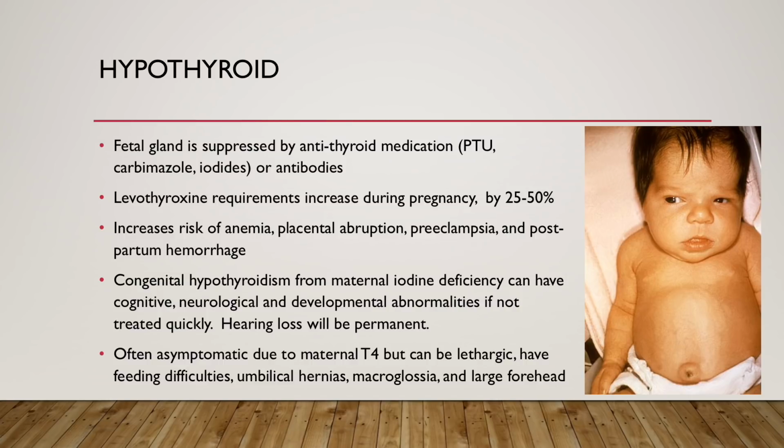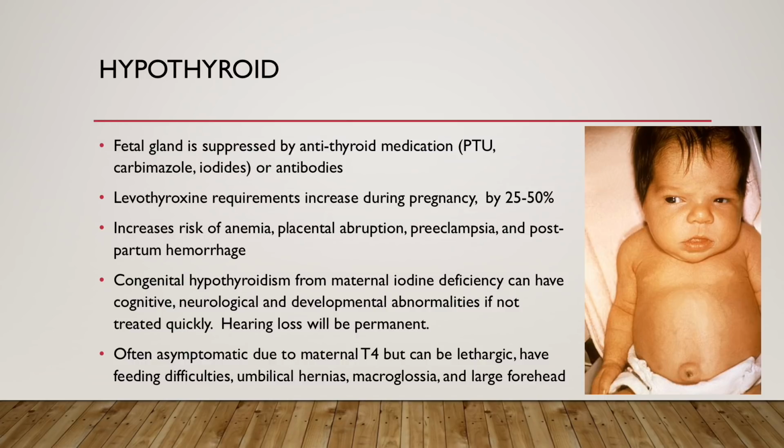So congenital hypothyroidism occurs when there's maternal iodide deficiency and can have cognitive, neurological, and developmental abnormalities if not treated right away. Hypothyroidism is another thing that is commonly screened for in the newborn, just like PKU. You'd want to correct the hypothyroidism as soon as possible. Otherwise, some of these abnormalities can be permanent. Hearing loss is something that is associated with congenital hypothyroidism, and unfortunately, even with prompt treatment, it can be permanent.